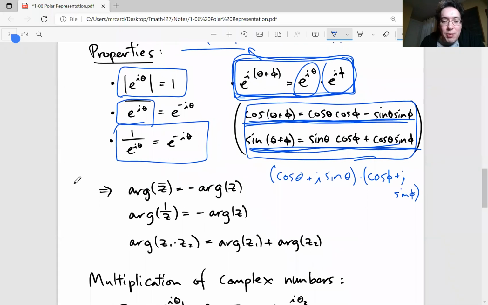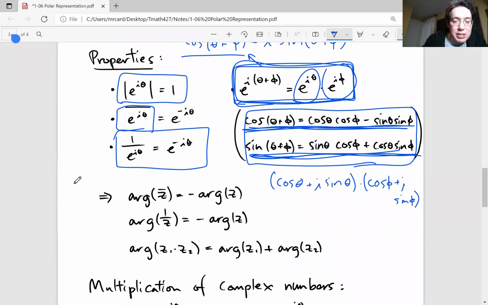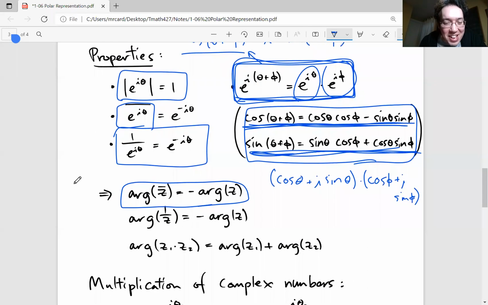Okay, so more properties, but let's state this in terms of arguments. So the exact same argument that I made before, pun intended. If you're looking at the complex conjugate, that's a reflection across the real axis, right? The vertical flip. That also means that the angle, instead of going counterclockwise, now would go clockwise. So the argument would be the negative of the argument of the original complex number before the conjugate.